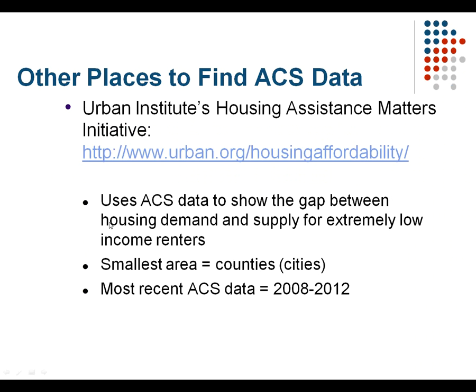And lastly, the Urban Institute's Housing Assistance Initiative, if you haven't seen it, is a county-level map that shows the gap between housing demand and supply for extremely low-income renters. It's ACS data, and they've done a very cool thing where they show this gap. So it's another way that you can see how ACS data are being used.